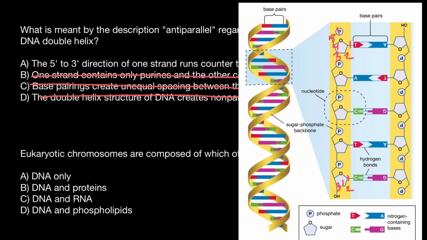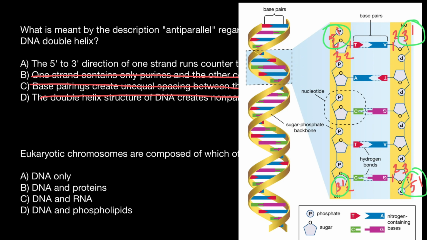So let me use a different color to show direction: 5' end to 3' end. And on the other strand of the DNA, this sugar has carbon number 1 here, number 2 here, number 3 here, number 4 here, and number 5 here. So this is going to be the 5' end. And this sugar, or deoxyribose, has carbon number 1 here, carbon number 2 here, and carbon number 3 here. So here's the 3' end. This is going to be the 3' end and 5' end.